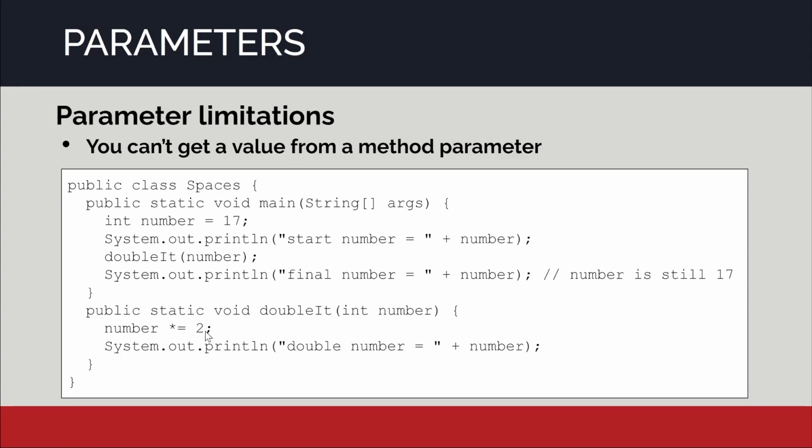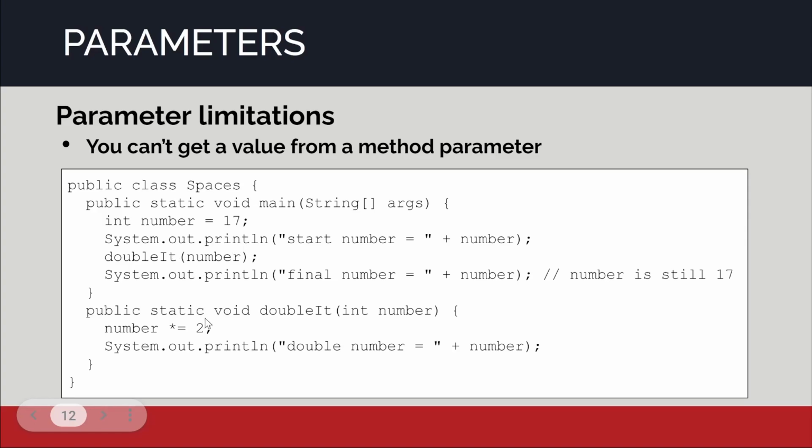So parameters have limitations, and one of the big limitations is that you can't get values from a method parameter, which seems like it would be a really useful thing to do. It seems like you would want to maybe pass in a number, modify it, and then read it again. I'll show you an attempt to do that and explain why it doesn't work. So in this same spaces class, we've now modified the main method. We set the integer number to a value of 17 initially. Then we print it out, we call double it, and then we print it out again.